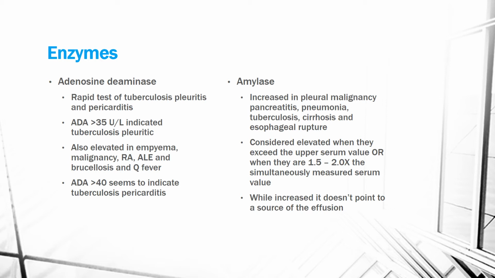Amylase is another one less commonly tested, but it has been found to be increased in certain pleural malignancies, as well as pancreatitis, pneumonia, tuberculosis, cirrhosis, and esophageal rupture.